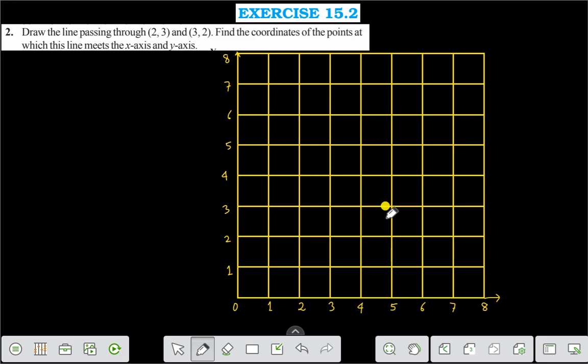Hello everyone. Today we shall discuss exercise 15.2 question number 2. Draw the line passing through (2, 3) and (3, 2). Find the coordinates of the points at which this line meets the x-axis and y-axis.